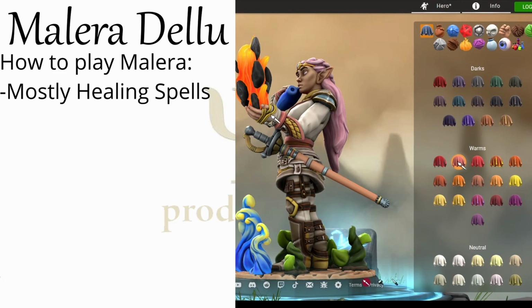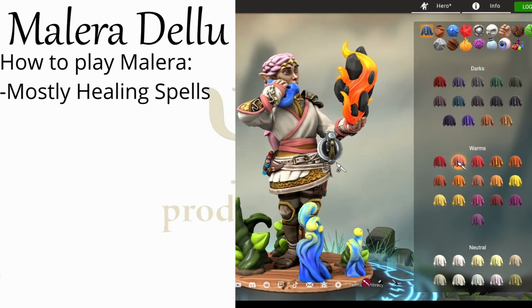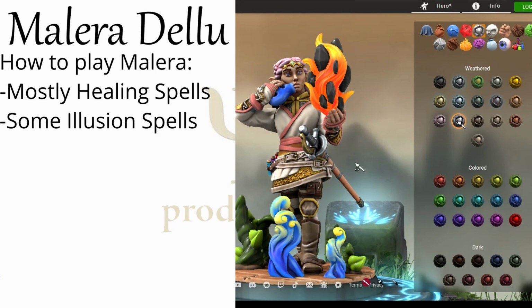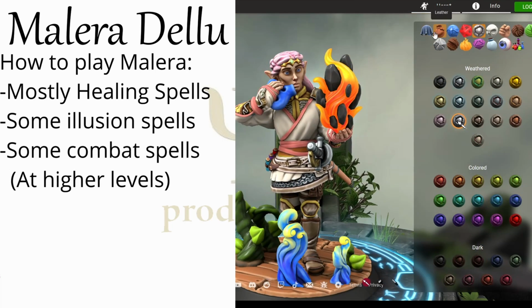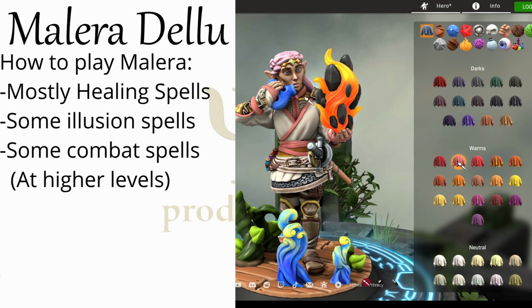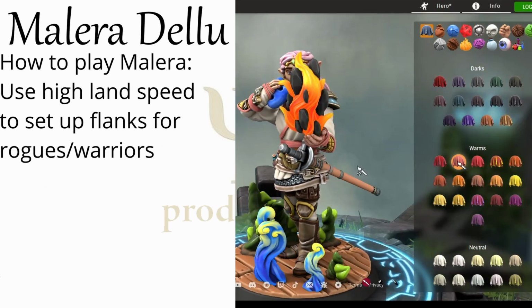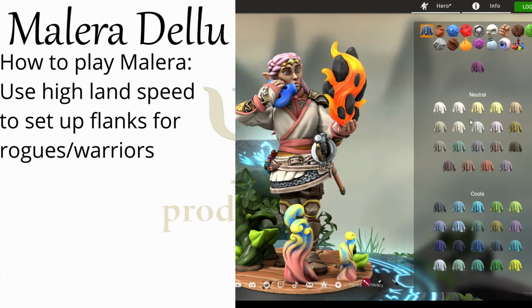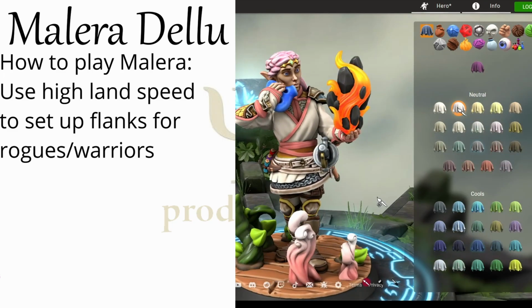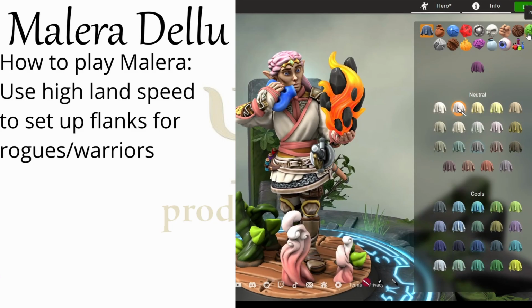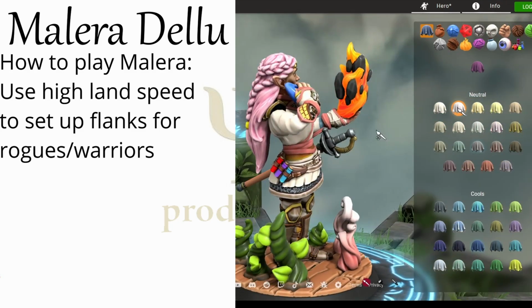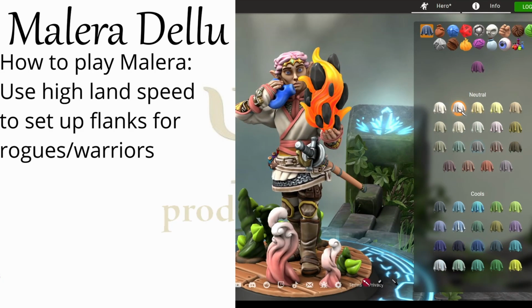Her spells focus mostly on healing and removing status effects, and she has some illusions. Now, as she levels up, she does get some combat spells. In general, she should probably be the one to use her speed so she can flank with rogues and warriors, and mostly use her magic to save lives. If you want to play a singing fencer who loves magic and wants to experience the pure wonderment of what magic and music has to offer, while also providing a distraction for your allies, I suggest checking out Malera.